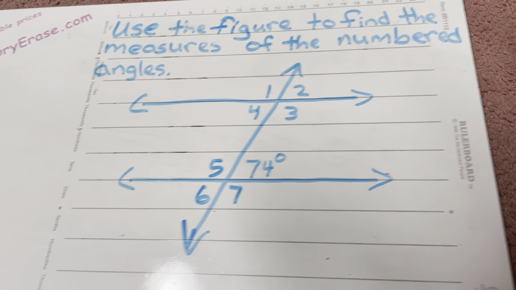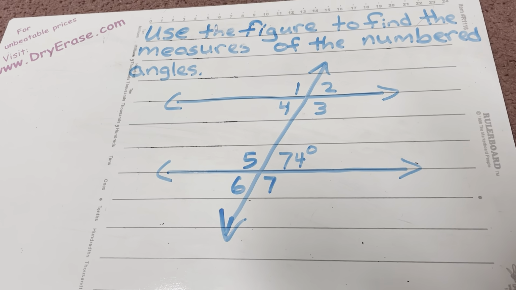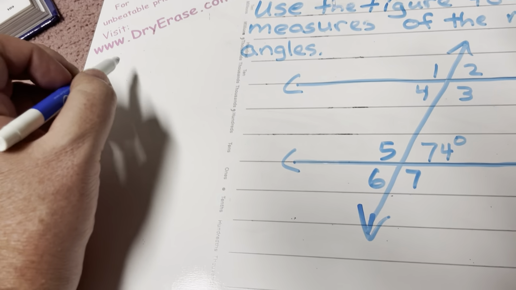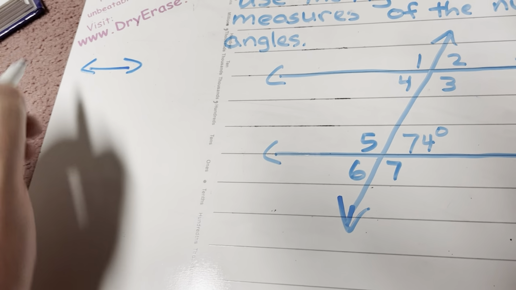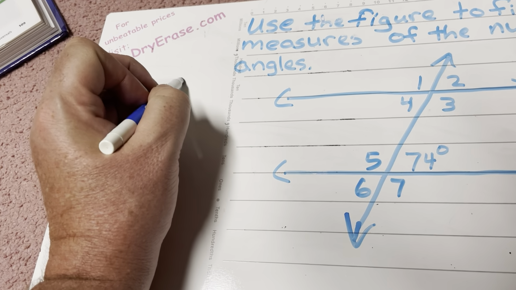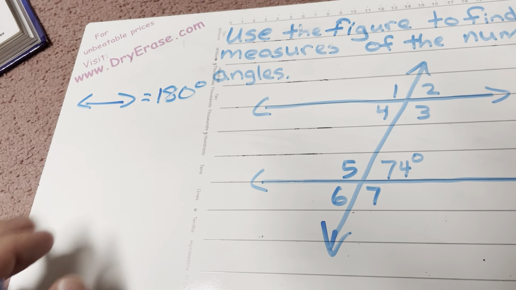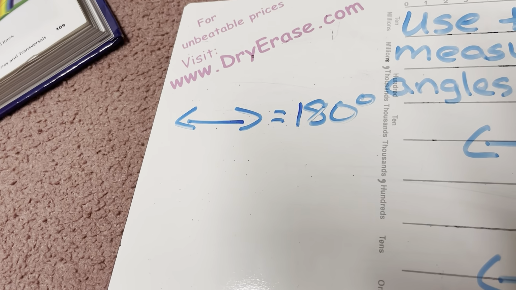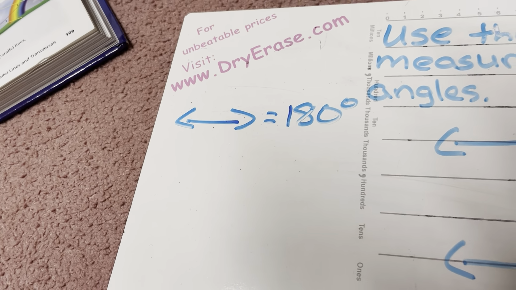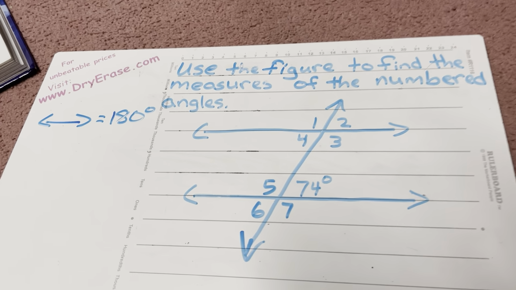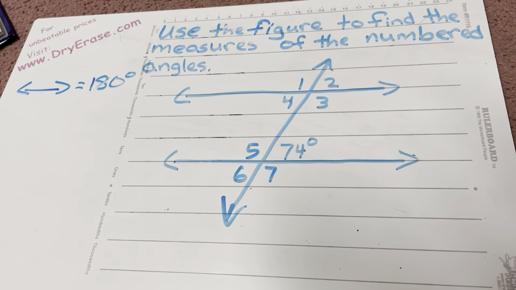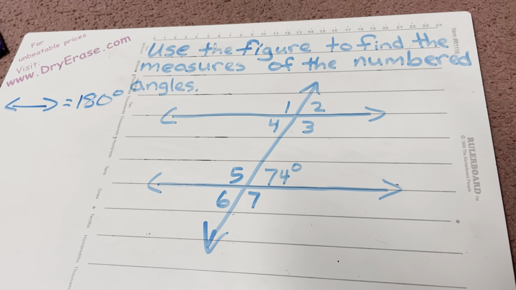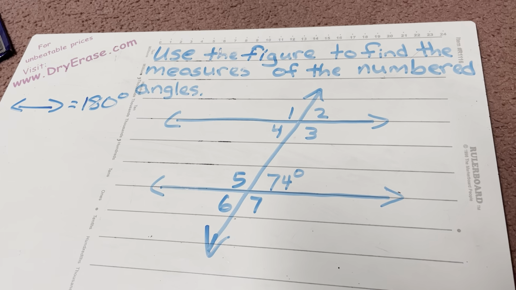The other thing that this lesson assumes that we understand, and as 8th graders we should understand, is that a straight angle, which is essentially a straight line, is equivalent to 180 degrees. This lesson assumes that that's something we already know. A straight angle is 180 degrees, but I want to remind you of that so you're not wondering where all of a sudden we're getting these numbers from. So this first one says, use the figure to find the measures of the numbered angles.